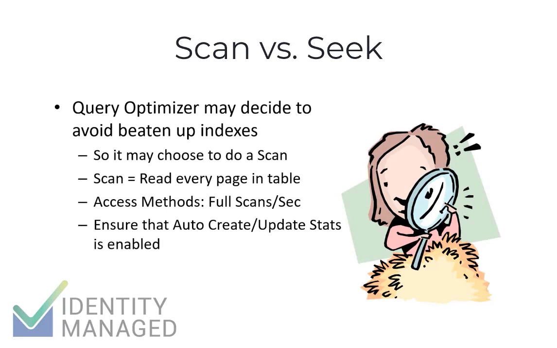The query optimizer might still choose to avoid certain indexes if they're beaten up or out of date. So it can still choose to do a scan. And as I said before, that means it reads every page in the table. You can see how many scans are happening by looking at the performance monitor counter, Access Methods, Full Scans per second. You should ensure that auto create and auto update stats is enabled so that the query optimizer knows when indexes are out of date and knows which ones to use and can make a wise decision, because sometimes it is better to do a full scan than to use a particular index.